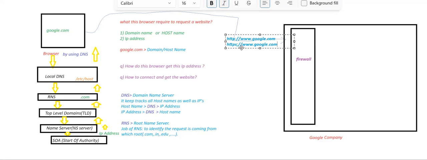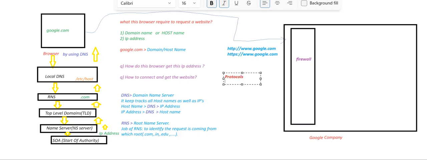Now the question is, what is this HTTP and what is this HTTPS, sir? HTTP and HTTPS are nothing but protocols. So let us see what are the protocols which we mostly use in cloud and what are the port numbers.